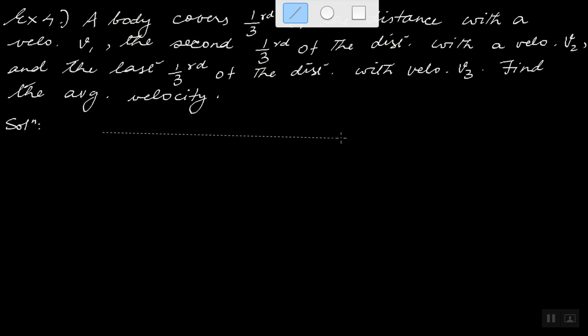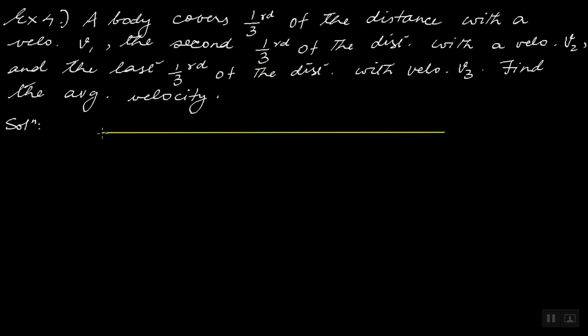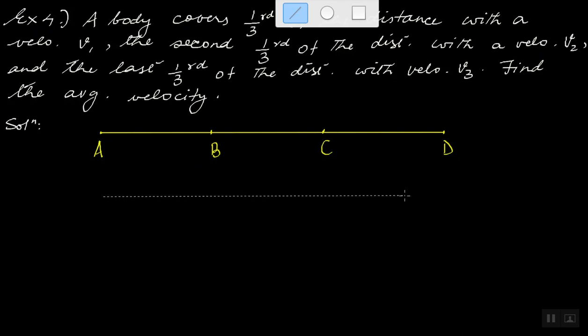This is the starting point and that's the ending point. Okay, so let's say the starting point here is A, then this will be B, this will be C, and that will be D. Let the total length be x, from here till here.